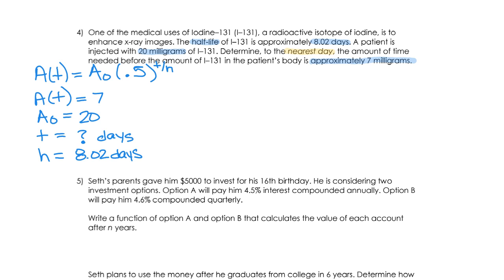All right, we're ready to go ahead and plug in. So we'll say 7 equals 20, in parentheses is 0.5, and then raised to the T, because we don't know it, divided by 8.02. All right, again, we're solving for an exponent. We know we need logs. However, 20 is an extra, and so we need to divide by 20. Okay. You could put it in your calculator. It's an ugly decimal, so if you math frac it, it's still 7 over 20. So it's up to you what you want to use, if you want to use the decimal or if you want to use the fraction.